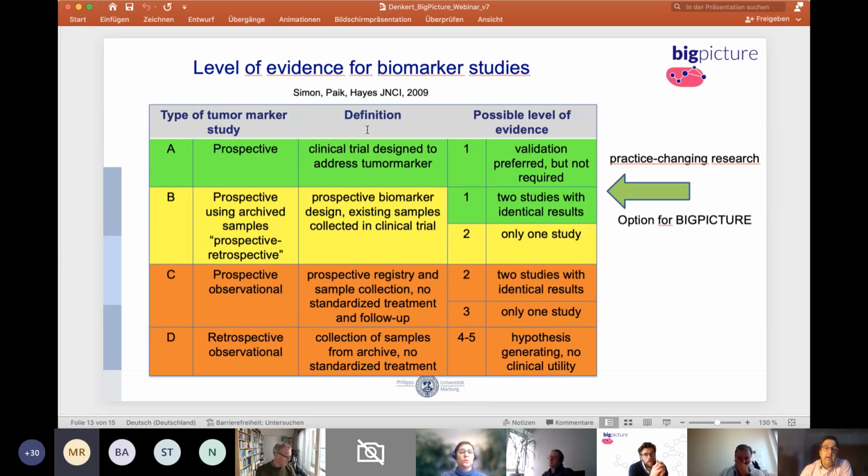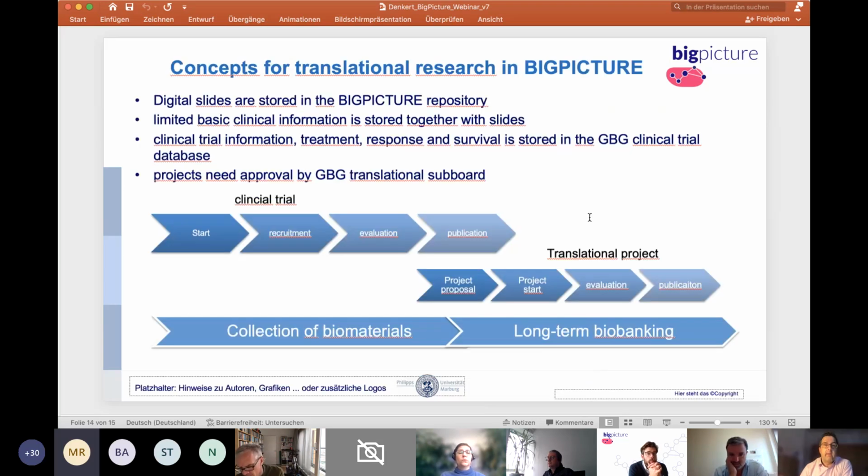And if we think about the future big picture strategy, it will be very important to have at some point those options to do retrospective, prospective validation, where we could simply have 2 studies within the big picture repository that could be used for validation of the biomarker. And it's very important to do this and to be aware of this opportunity. So if we really want to do this, this is the idea that we have developed together with the GBG to perform the translational research within the clinical trial samples.